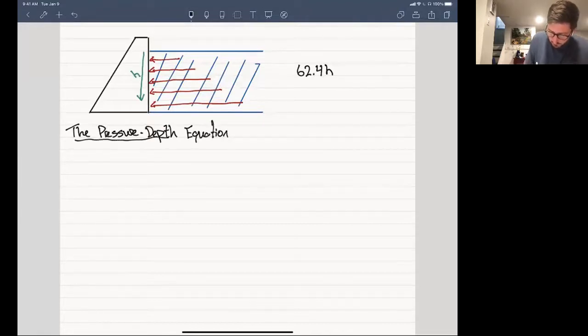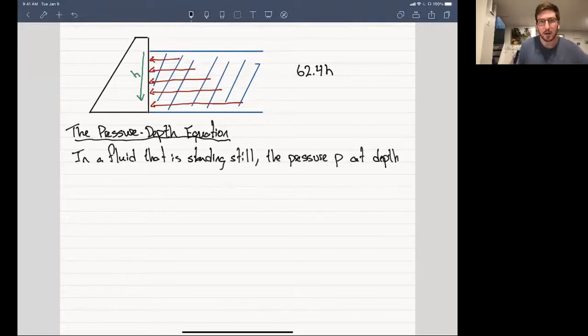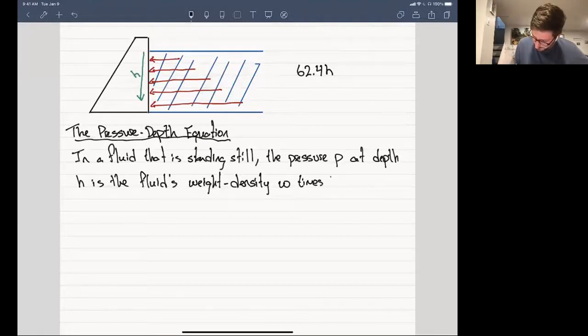So we're going to assume we have a fluid that is standing still. So in a fluid that is standing still, the pressure P at depth H is the fluid's weight density, that's W. In the case of fresh water, this was the 62.4, times H. Written in symbols, pressure is equal to W times H.